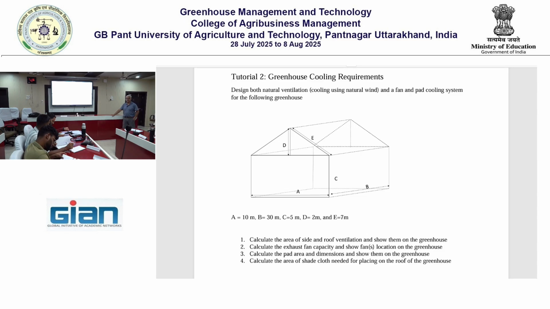One meter square is approximately equal to 10.76 square feet. You can Google that. It's not a big deal. But yeah, 10.8 approximately. 10.8 square feet. So you convert your ground area into square feet, and then calculate the fan capacity.